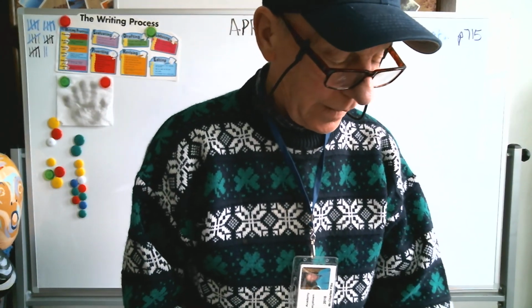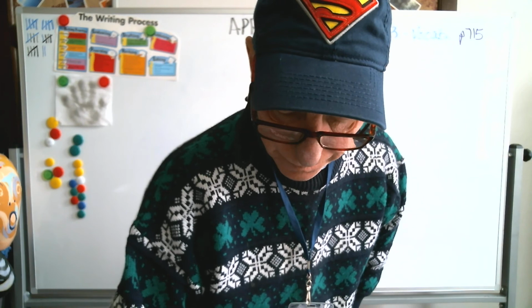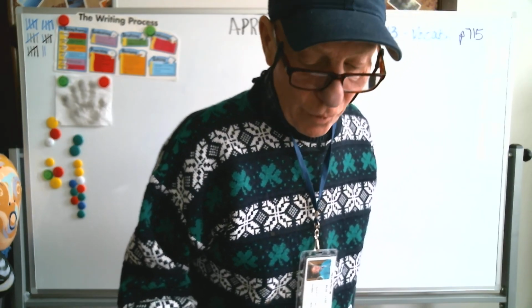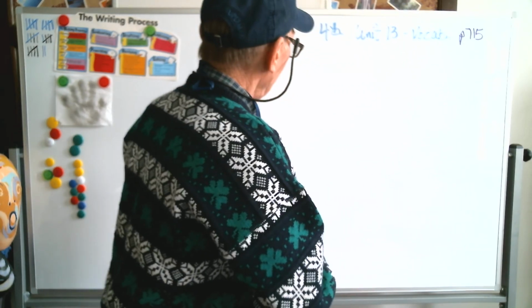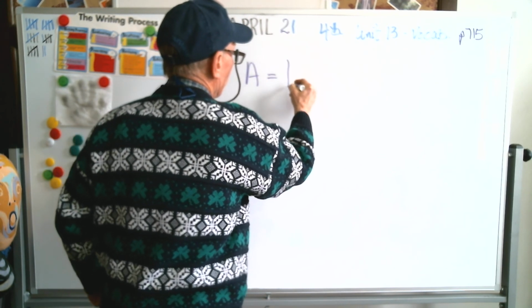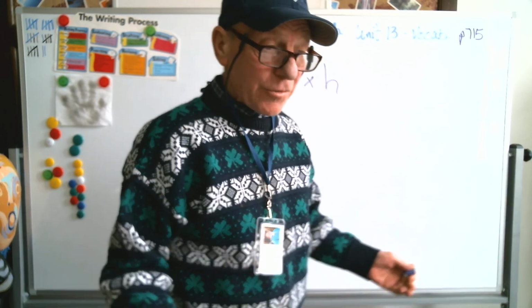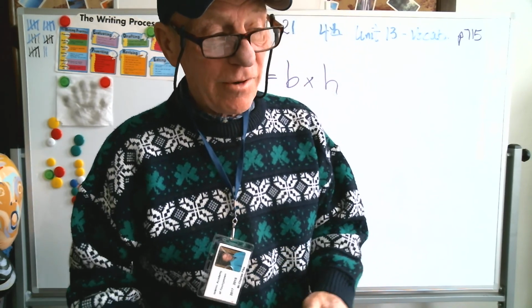Formula. Formula is an expression that we use through symbols to express a mathematical rule. Now, an example of a formula would be like the formula for area. Area equals base times height. That's a formula. And it tells you how to find the area.